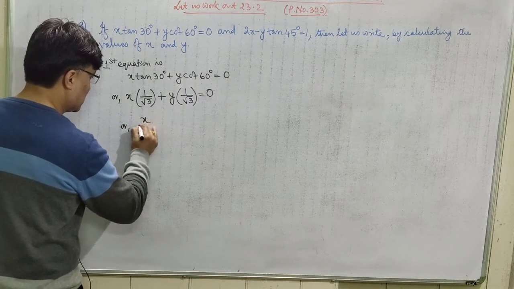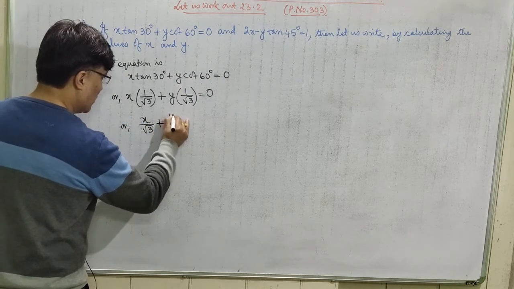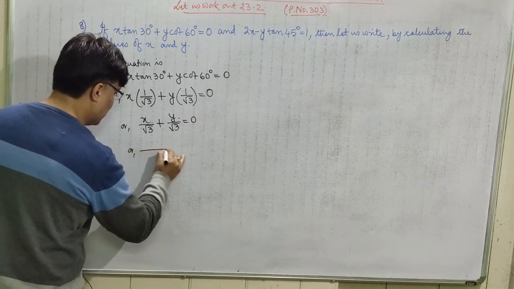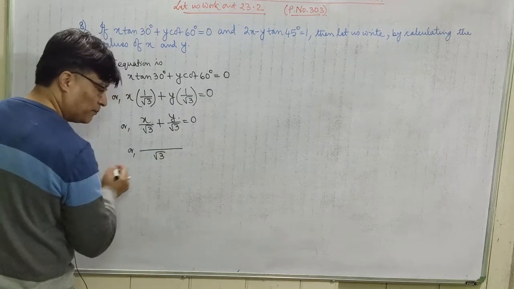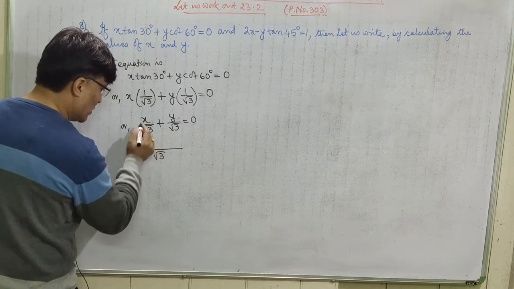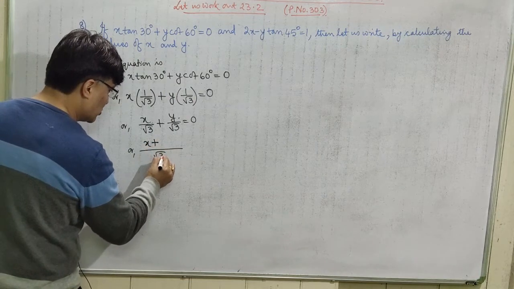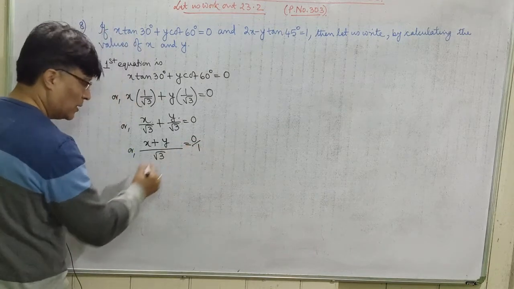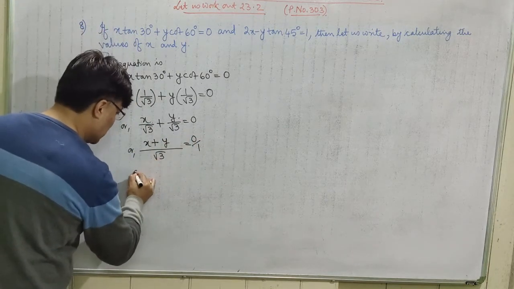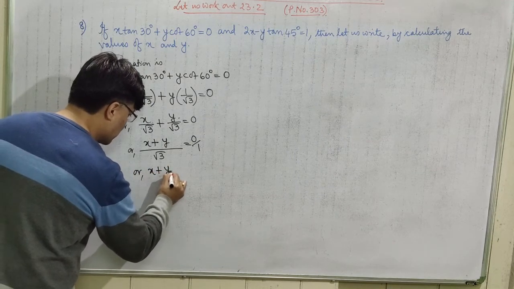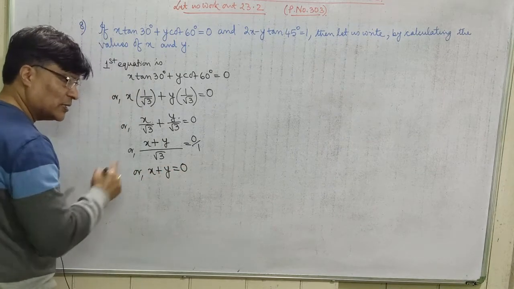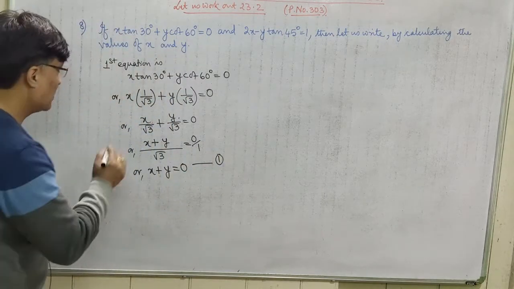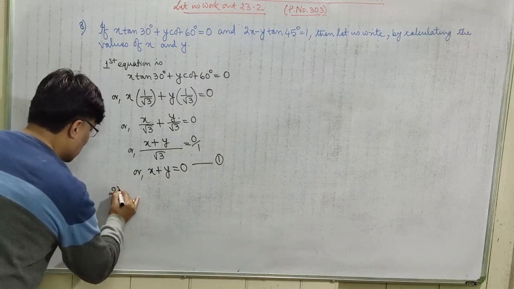Now it is x by root 3, plus y by root 3, which is equal to 0. Let's take the LCM here. LCM is root 3. This root 3 is divided by root 3, that is 1 time, 1 into x is x, plus again this root 3 is divided by root 3, that is 1, 1 into y is y, which is equal to 0 upon 1. So let us do cross multiplication. So what do we get? That is x plus y is equal to 0 into root 3, which is 0. So let us mark it as number 1. Is that clear?